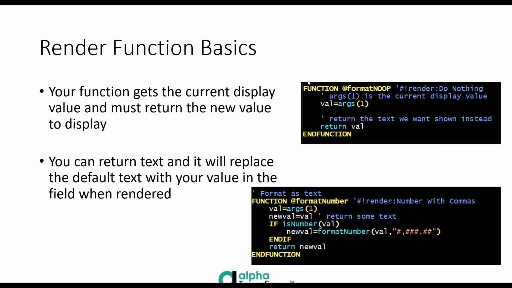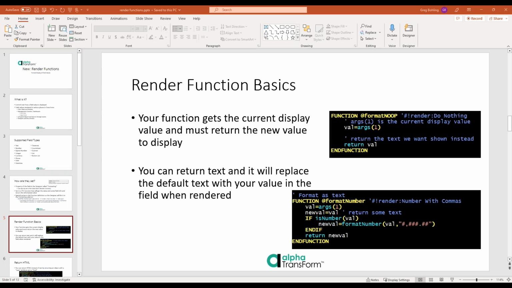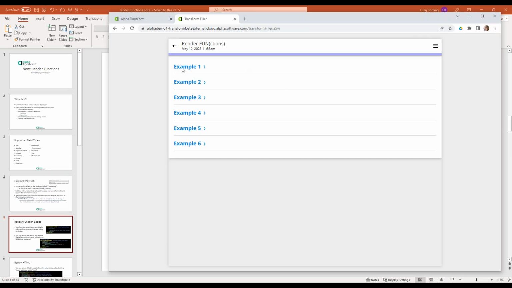So that's boring, but it shows you the very basics. And you can see here, I've set this as a render function so that I can use it. Since this does come as text, you can then manipulate that text. So in this example, we want to take a number. If it's a number, we're going to use the format number function and put a thousands separator into my number. And I do have an example of that, which we can flip over to my filler.